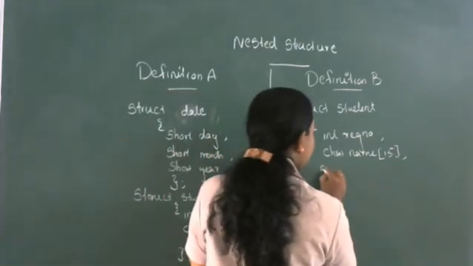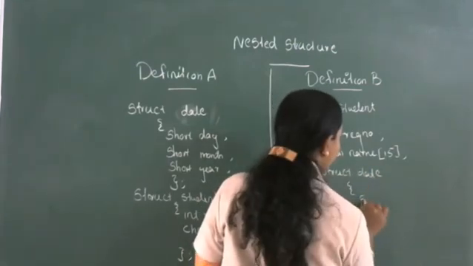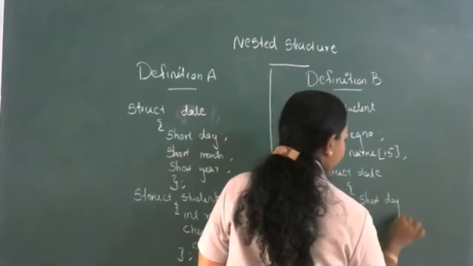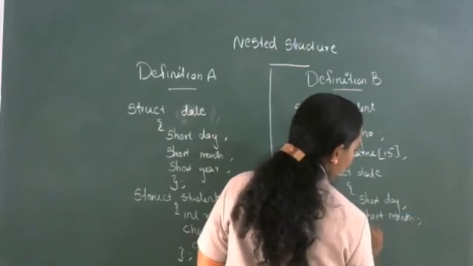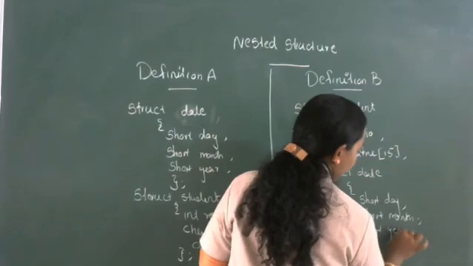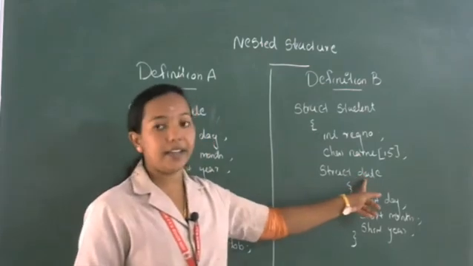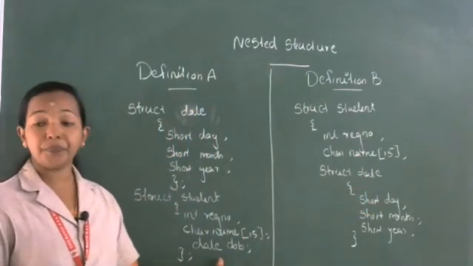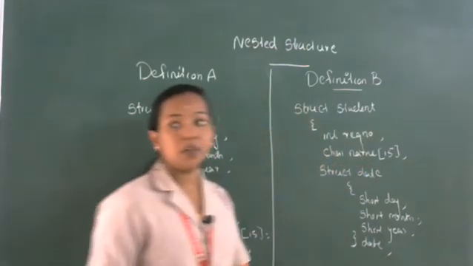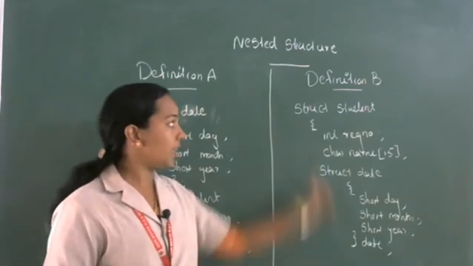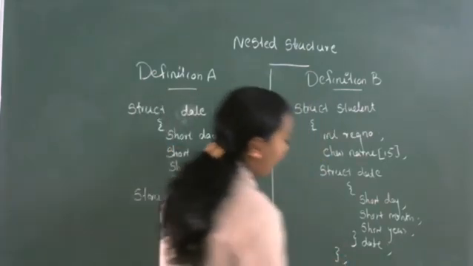So I can write like this: struct date, open the bracket, short day, semicolon, short month, semicolon, short year. Close the bracket. Then you want to specify the variable for this date. The variable here is date, then semicolon. After that we can close the student structure, and then semicolon.